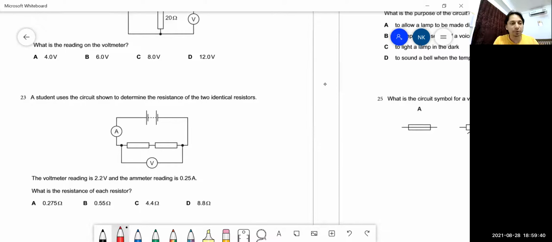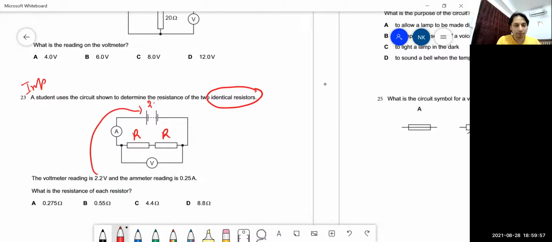In question number 23, a student uses the circuit diagram shown here with two identical resistors. It's an important question. Identical resistors, please remember, means I can take this as R and this as R. The voltmeter reading is 2.2 volt. The ammeter reading is 0.25, so the current passing through the circuit is 0.25. What is the resistance of each resistor? So how will you do this question?